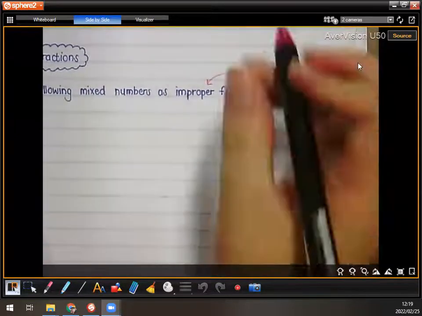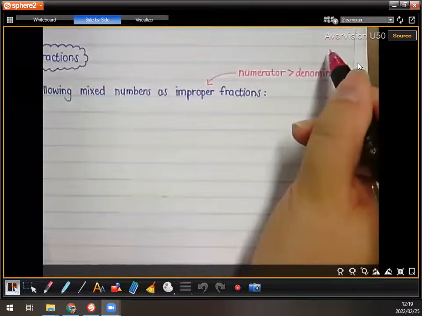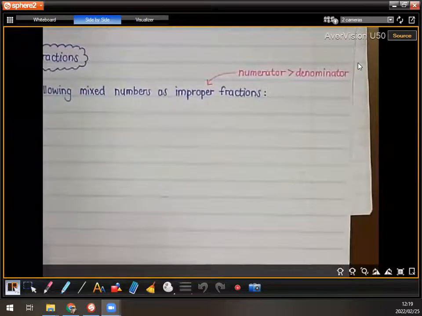If you don't know what that means, just make a little arrow there and write bigger than. Okay? Numerator is bigger than the denominator. So like 5 over 2 or 10 over 7 or whatever. All right. Any number at the top that's bigger than the number at the bottom.